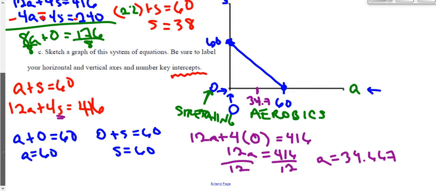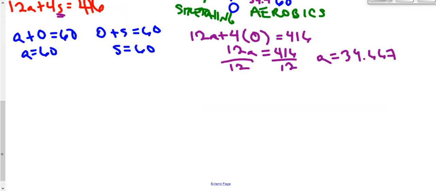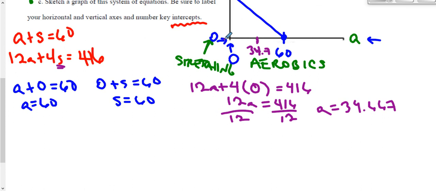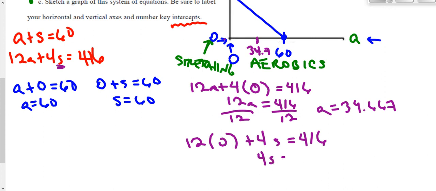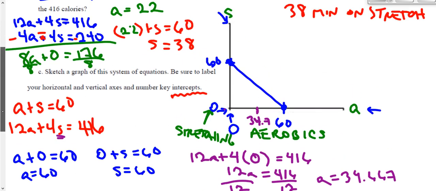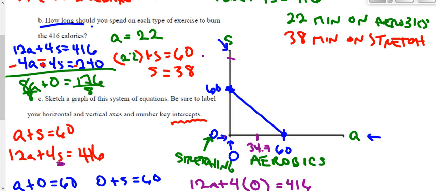Let's find the s-intercept. To find the s-intercept, I'm going to take the same equation and plug in 0 for a, because again, my a value has to be 0 if I'm on the s-axis. So 12 times a plus 4s is 416. We'll plug in 0 for a. That tells me that 4s is 416, and to solve for s, I divide by 4. This is a much nicer number. S equals 104. So that's going to be on my s-axis above my 60, somewhere up here. Call that 104. There we go. And I can connect these 2 points for my next graph.